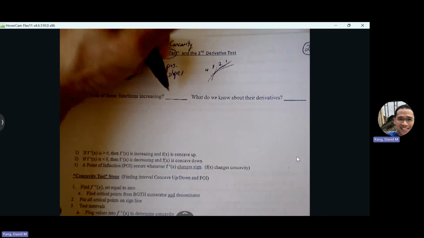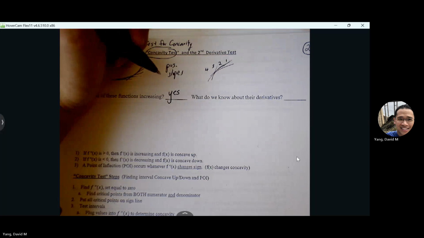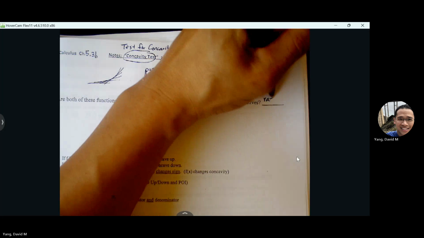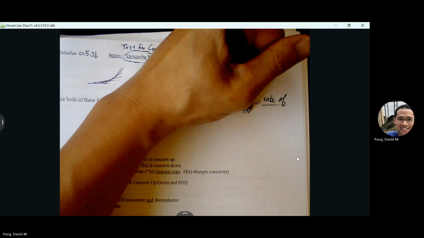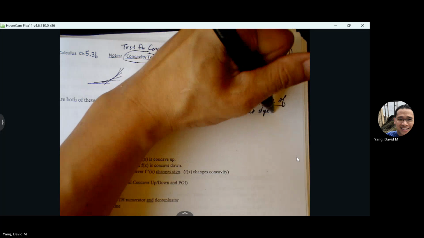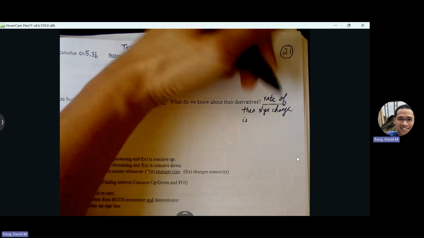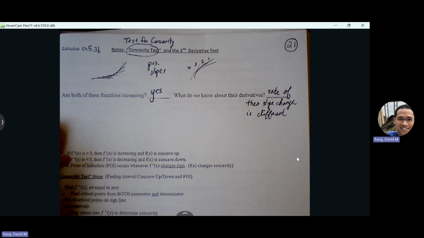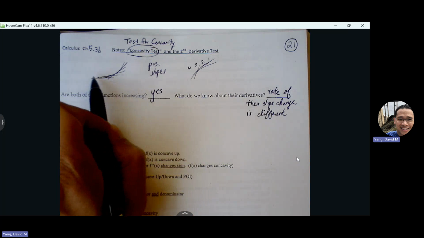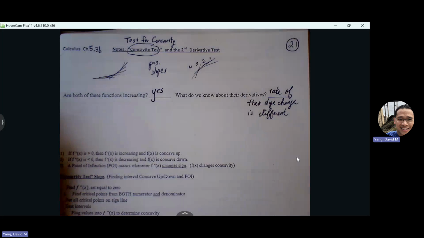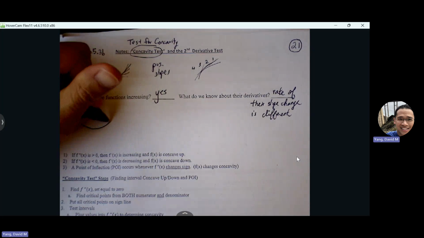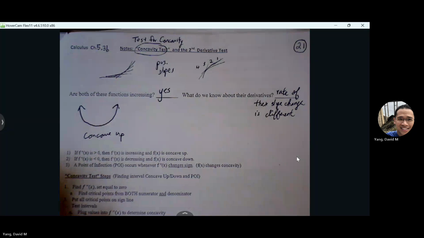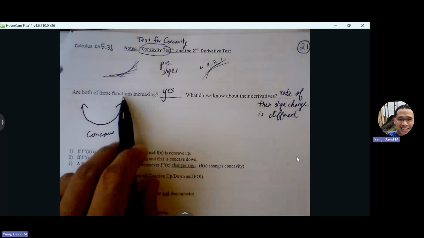So both of these functions are increasing. That is true. However, the rate of their slope change is different. So anything that resembles part of a graph that looks like a parabola opening up, we call that concave up. So you see this first graph resembles more a concave up graph.